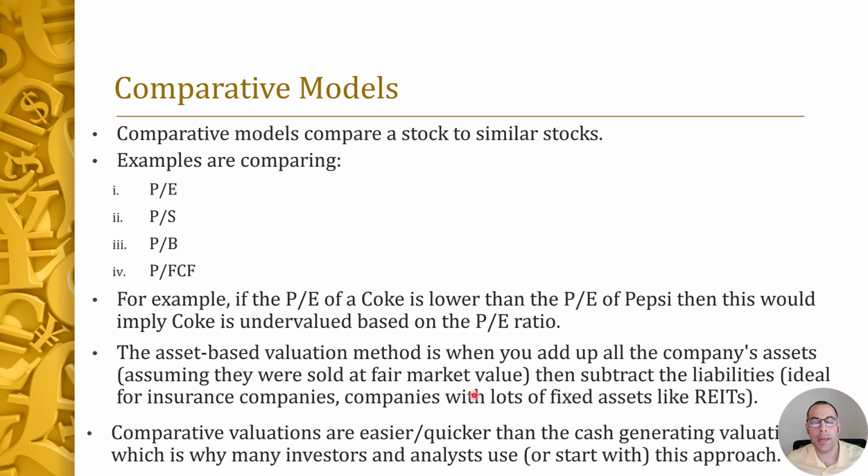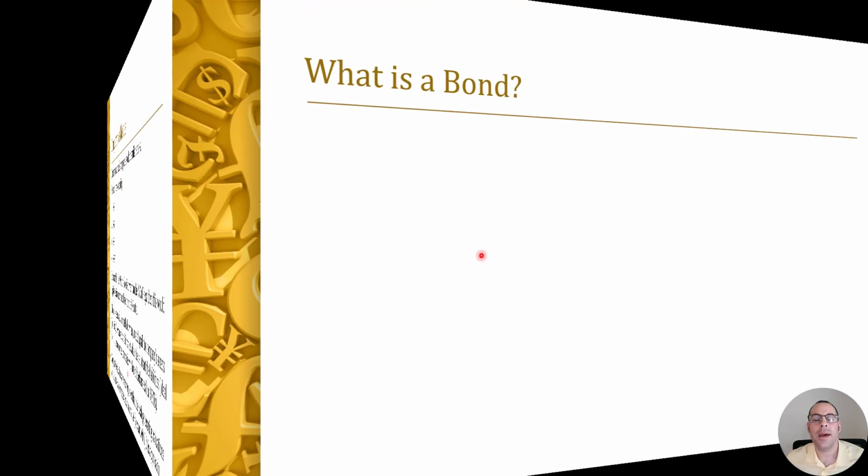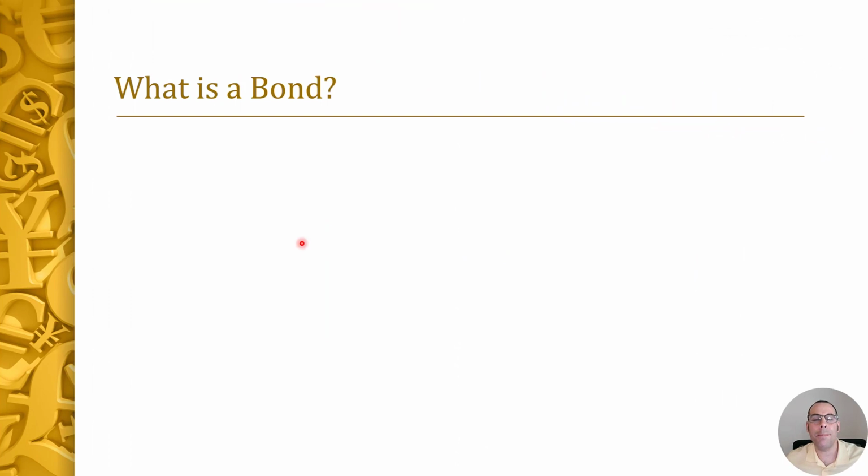That's why a lot of people start with comparative models and then maybe use the discounted cash flow model. But most investors just use comparative. They don't use anything else. I think it's really important to understand how a bond works, because once you understand the dynamics of a bond, I think a DCF makes a lot more sense.